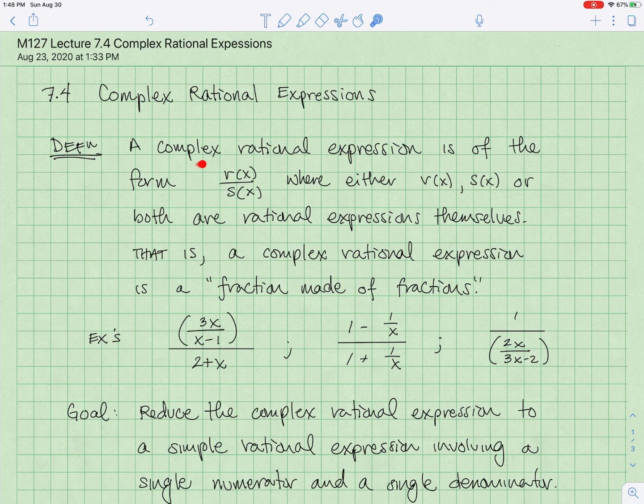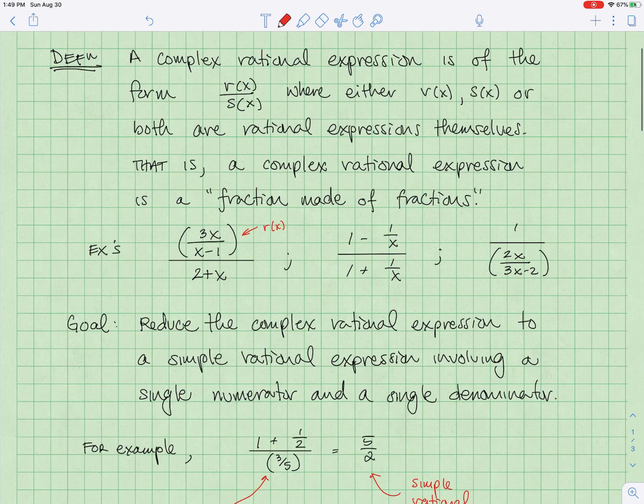Definition: a complex rational expression is of the form r of x divided by s of x, where either r of x or s of x, or both, are rational expressions themselves. That is, a complex rational expression is a fraction made up of fractions. So here's some examples, right? The numerator is a fraction. This is our little r of x, and this is our little s of x.